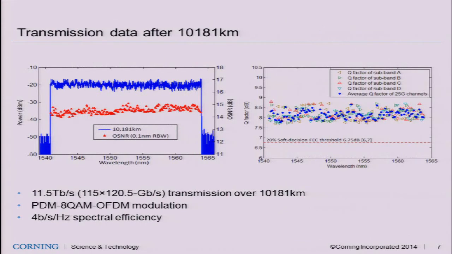So these are the transmission results. We showed a total of 11.5 terabit per second over a distance of over 10,000 kilometers, which really shows you can go longer distance with this ultra low loss fiber.